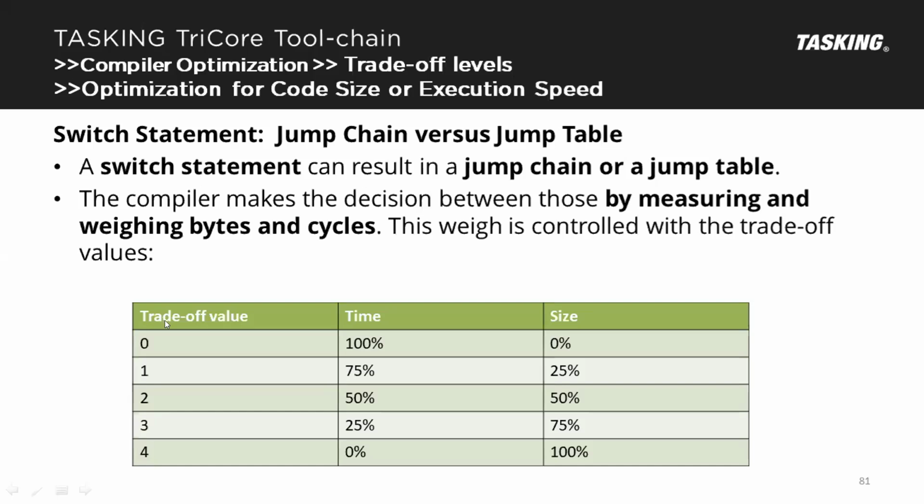If the trade-off value is 0, it means I am optimizing for speed, so the compiler will consider 100% time, and it will not care at all about the size. For 1, it will be 75% in terms of time and 25% in terms of size. And for size optimization, the compiler will not care anymore about the time: 0% for time and 100% consideration for size. This is how the compiler decides which implementation to use for the switch statement, jump chain or jump table.